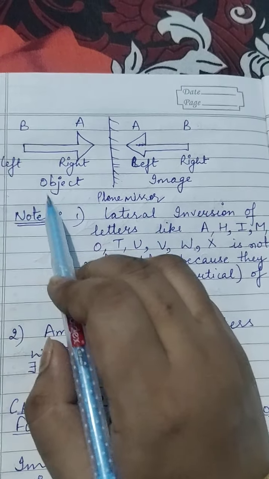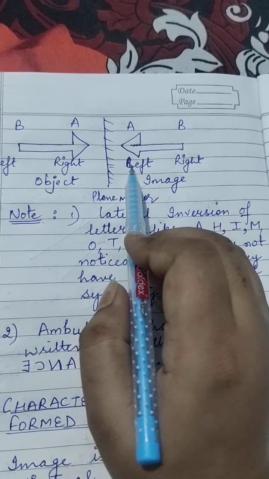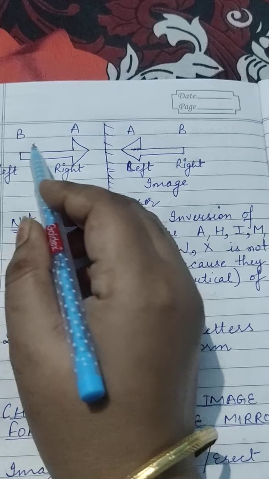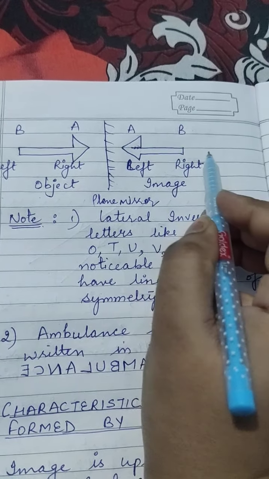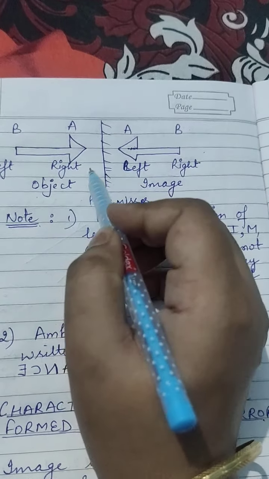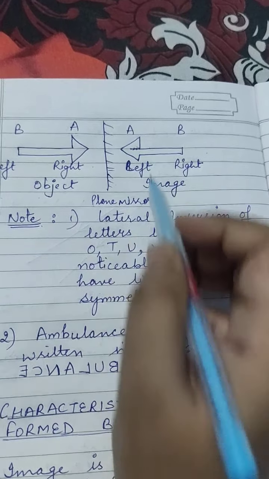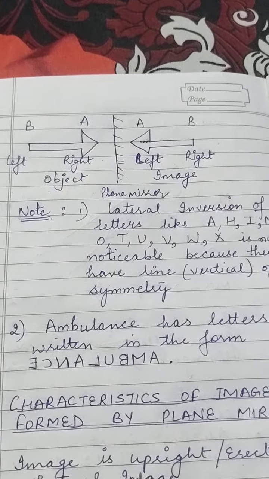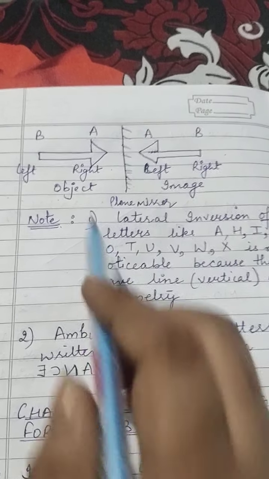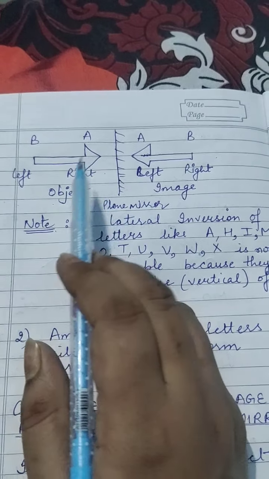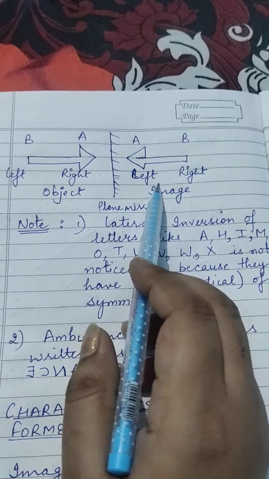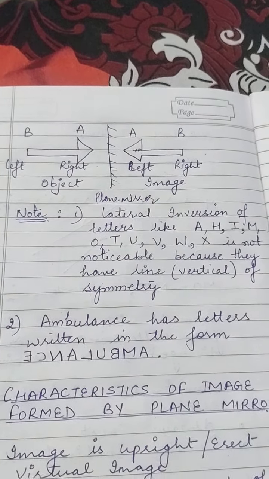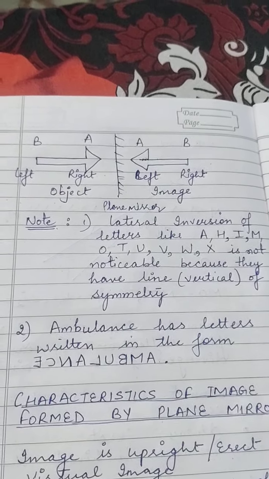So the left of the object becomes the right of the image. Here you can see that the left is this, here it becomes the right, and the right of the object becomes the left of the image. Is it clear, beta? Whenever there is an interchange of left and right sides of the object and the image, that phenomenon is known as lateral inversion.